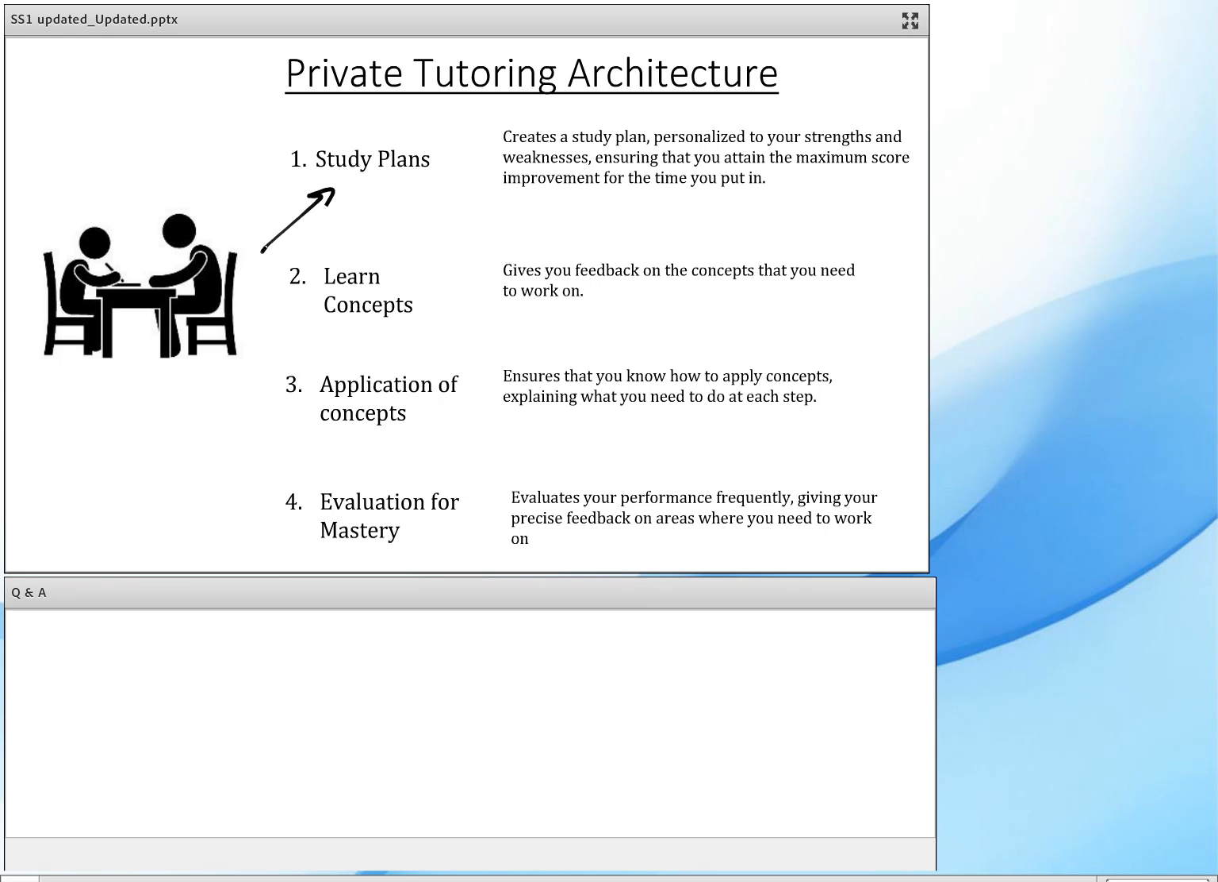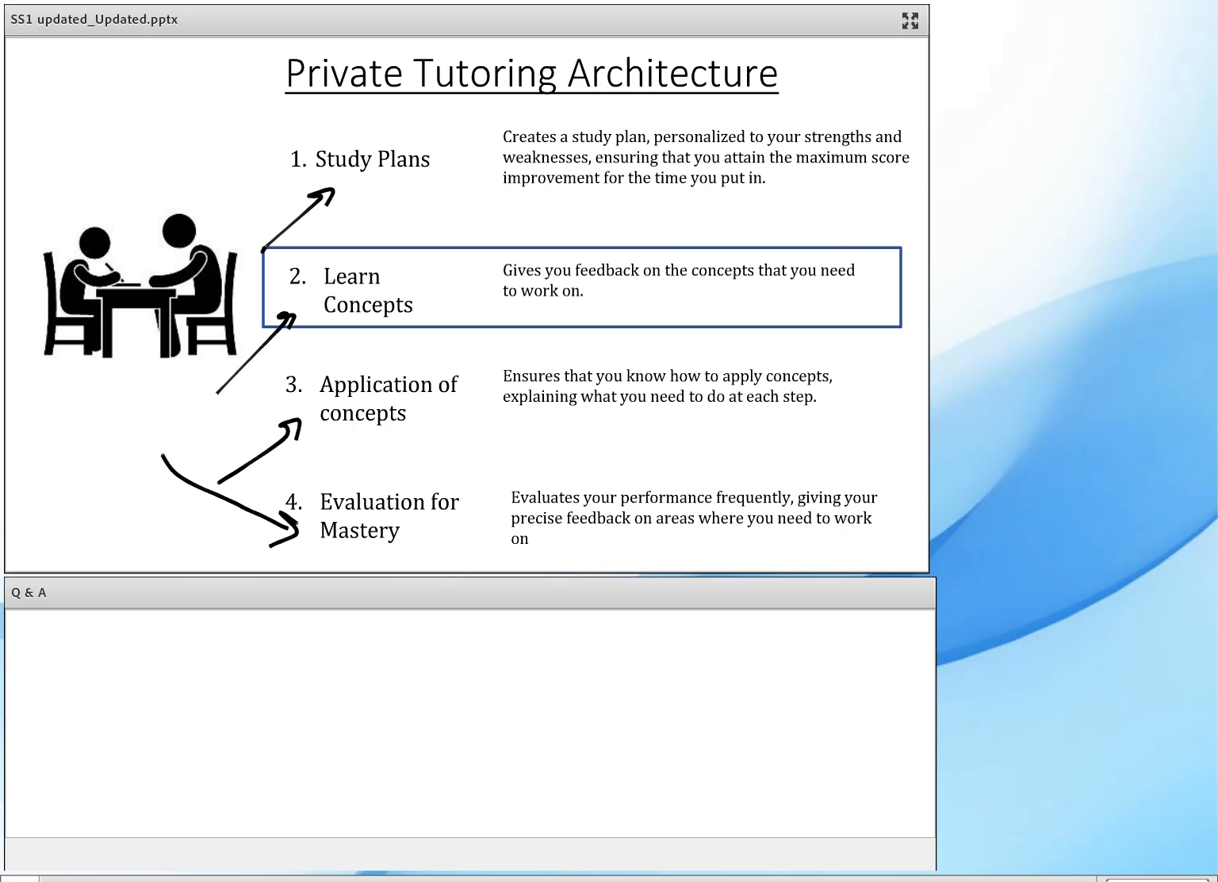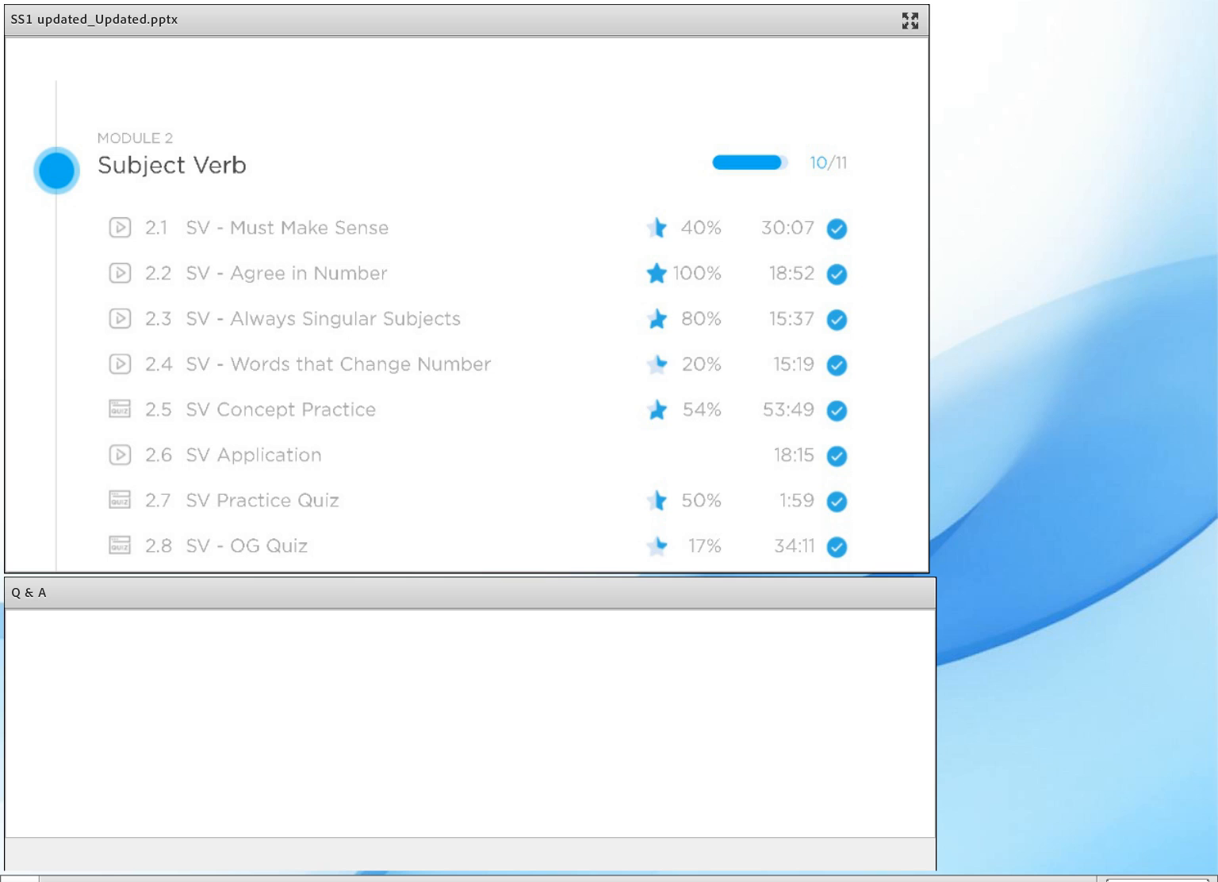Now, once you have that study plan, you still need to study and learn the concepts that you don't know. You still need to learn how to apply those concepts and get so good that you are among those top 6 percentile of students. So let's see how we teach concepts. Remember, a private tutor teaches you concepts and gives you feedback on areas that you still need to work on.